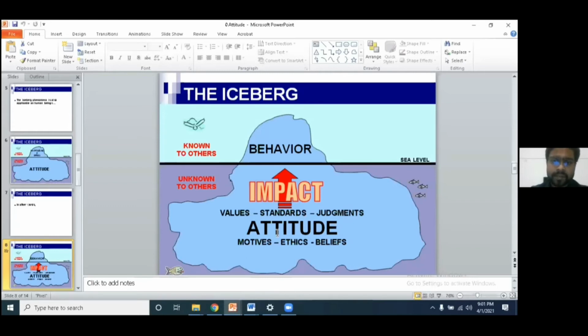The 90% below impacts our upper 10%. How? By communication. Because if I stay in my room sleeping all the time, 24 hours, people never know about my behavior or my attitude. Whenever I go outside, meet and talk with people, then my behavior will come out, and my attitude will come out. People know me and my character. They know my knowledge and my skills. That will come from my attitude.